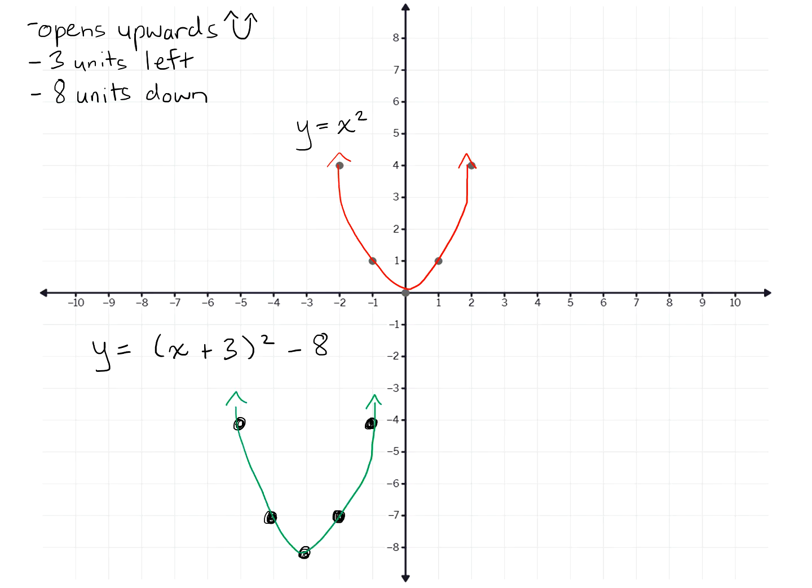As you can see, my newly transformed parabola is opening upwards. In other words, it's smiling. It has been moved 3 units to the left, and it has been moved 8 units downward.